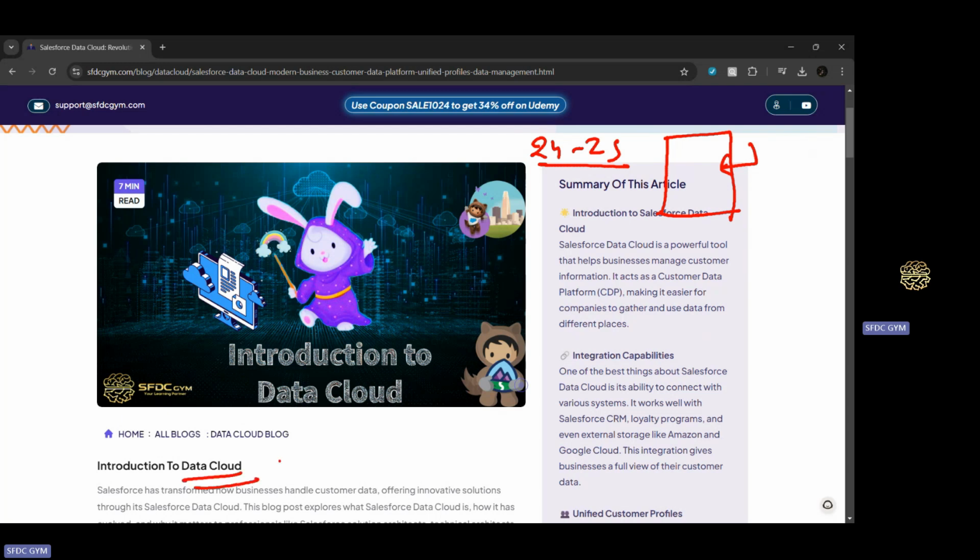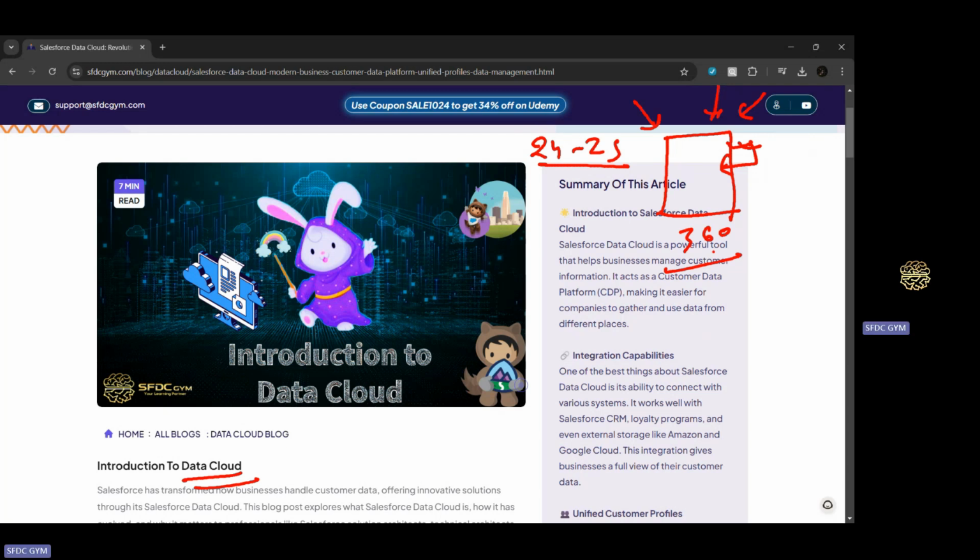In Data Cloud, Salesforce says you can integrate all your data sources to Salesforce. And whenever you need to get the data, this Data Cloud platform will make the data available so that you will have a 360-degree view of your entire customer.